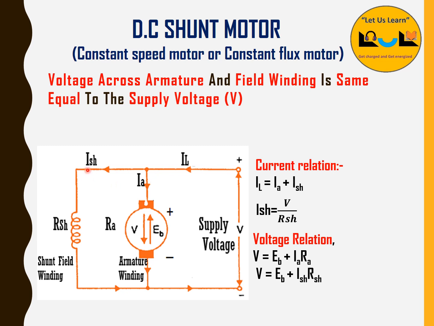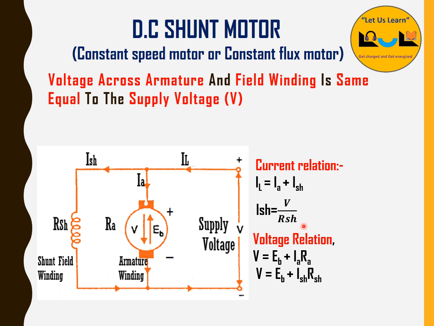So IL is equal to IA plus ISH. Now for ISH, we are going to find only the current in the shunt field winding. I is equal to V by R, as already discussed in Ohm's law. So ISH is equal to V, that is the supply voltage, divided by RSH. So we will get the ISH. Now the voltage relation: V is equal to EB plus IARA, that is the voltage across the armature winding. Or else V is equal to EB plus ISH RSH, that is the voltage across the shunt field winding.